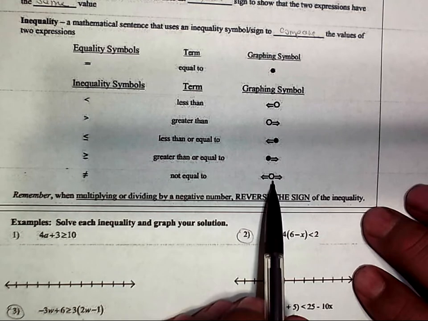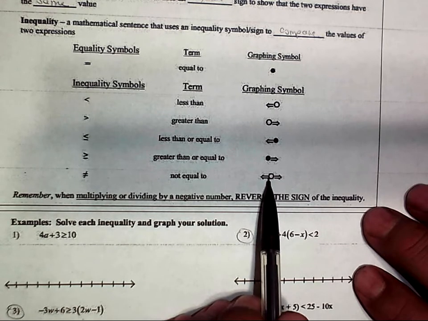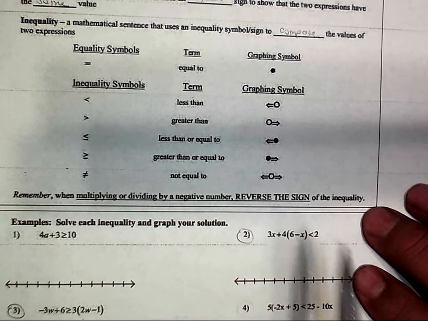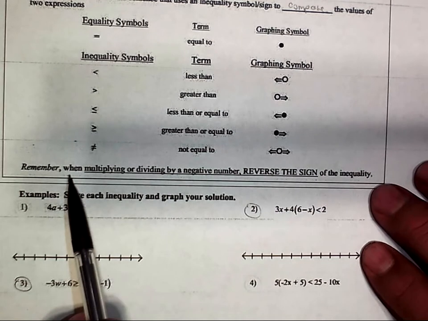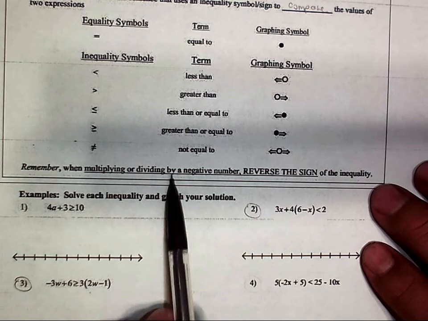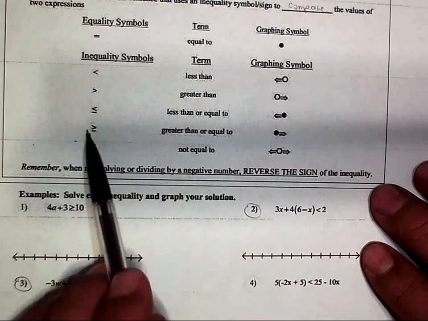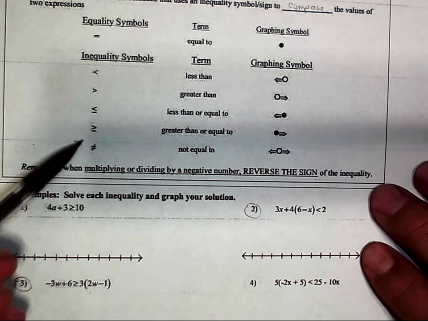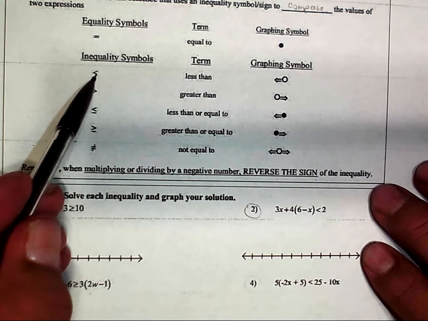Not equal would be a point going left. I mean, you would select a point that is not equal to and just shade to the left and to the right. But we're really not going to touch a lot on those. In addition, there's a rule: remember, when you multiply or divide by a negative, reverse the sign of the inequality. Reverse means to flip them. So instead of less than, it would be greater than.